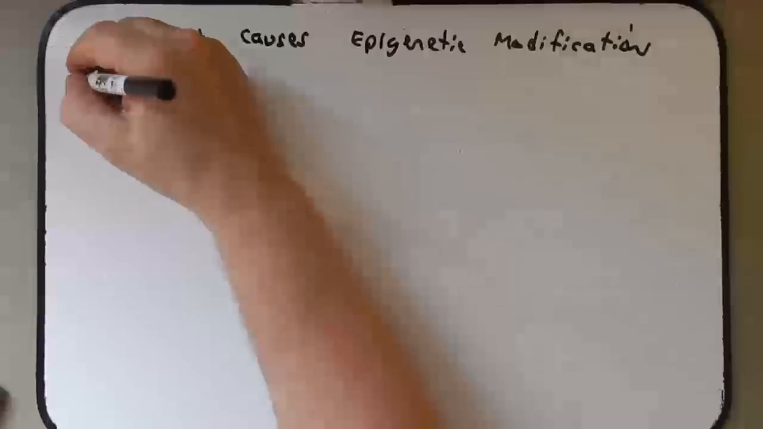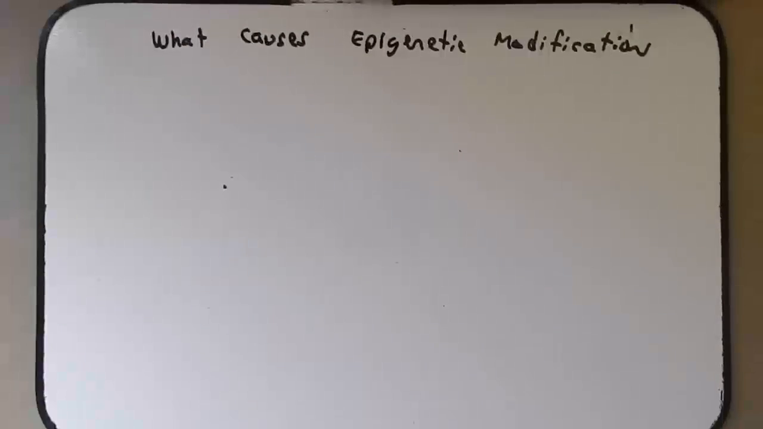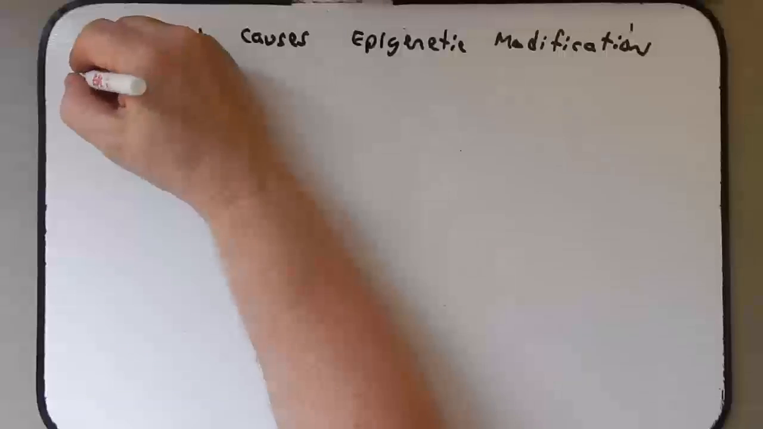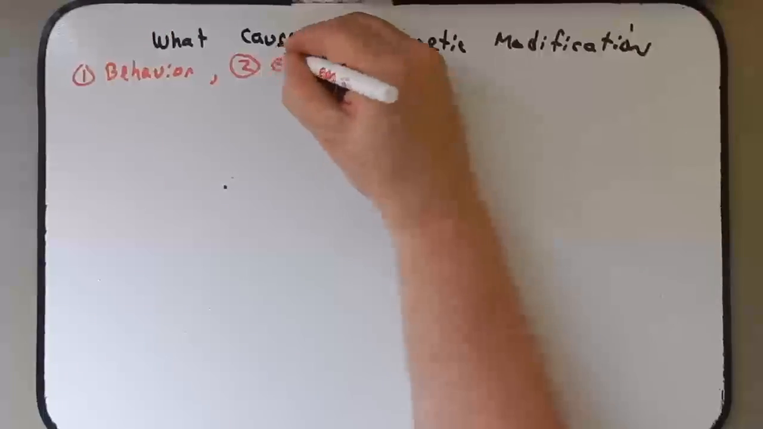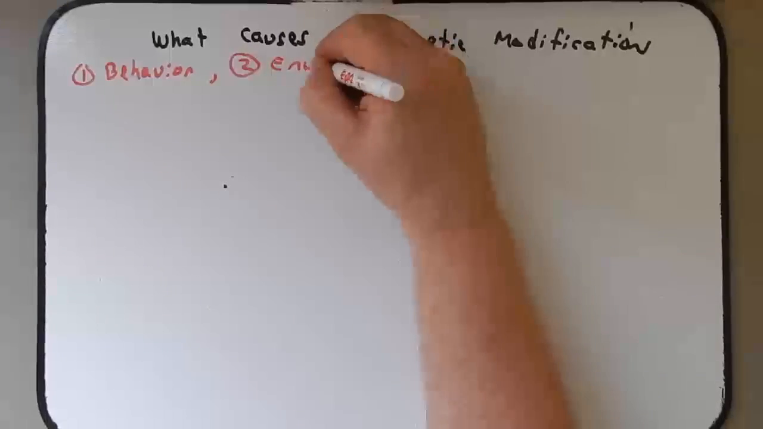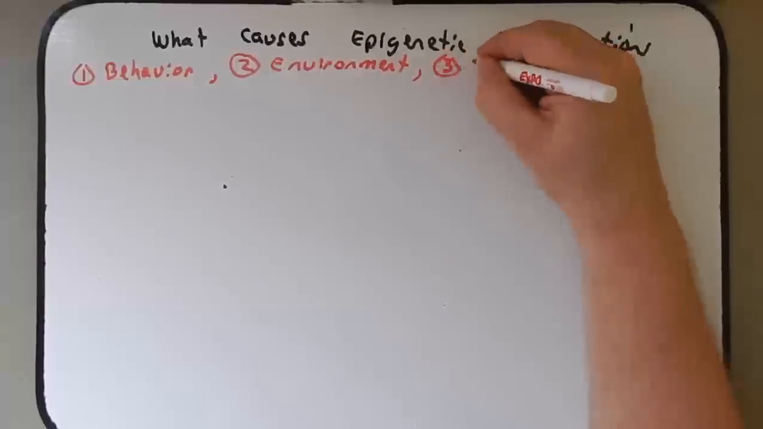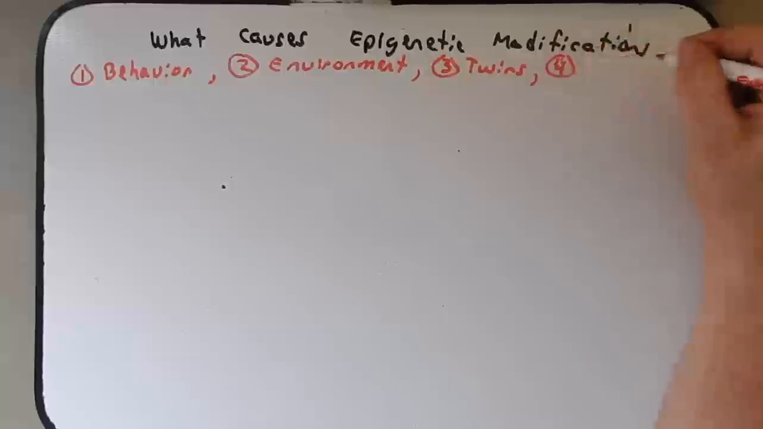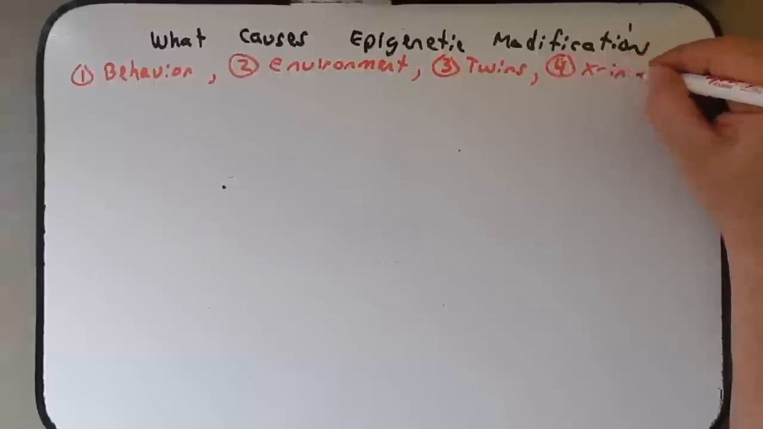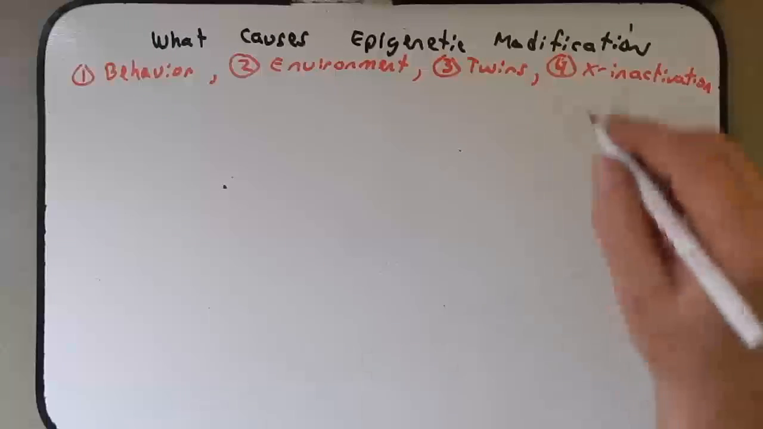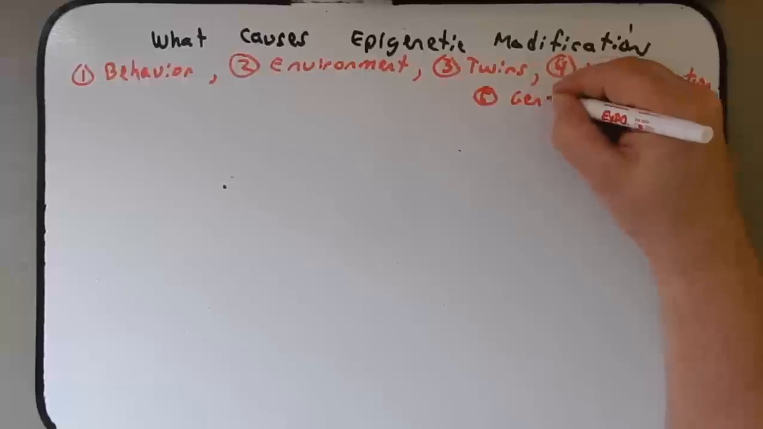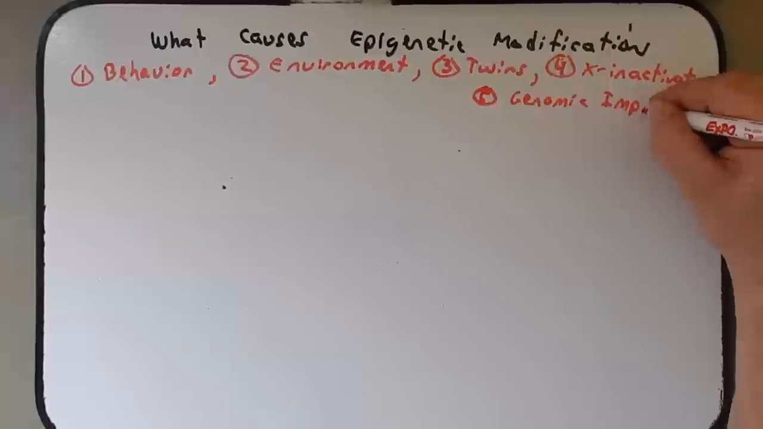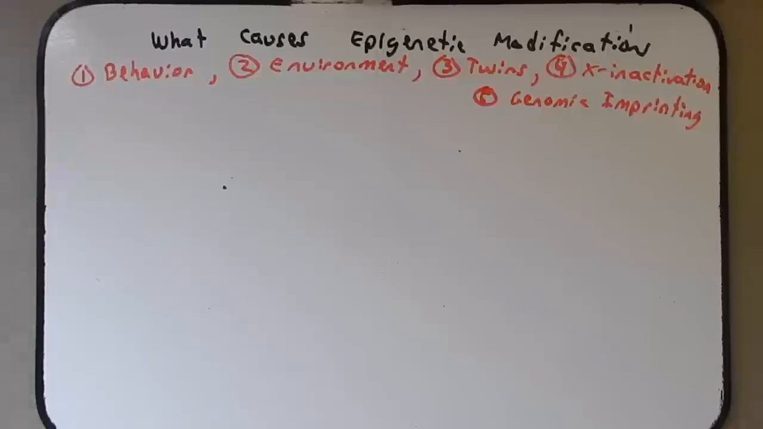And in this discussion, I want to talk about several things. That is, several examples. I want to talk about behavior, the environment, how that can cause epigenetic changes. I want to talk about twins. I want to talk about X inactivation. And then finally, I want to talk about something called genomic imprinting. So first, let's talk about an example of behavior.